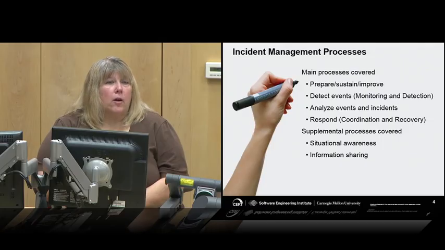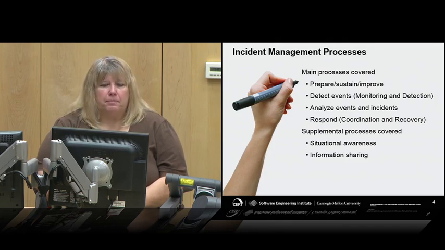Supplemental processes that are covered in incident management are situational awareness and information sharing. Situational awareness ties in greatly to monitoring and detection, so we're breaking out and taking a look at that function on its own. And then information sharing is another part of how you might perform your response. So this gives you an overview of the different incident management processes, and then some supplemental processes that might end up standing alone, but that can be seen as part of detect and respond.